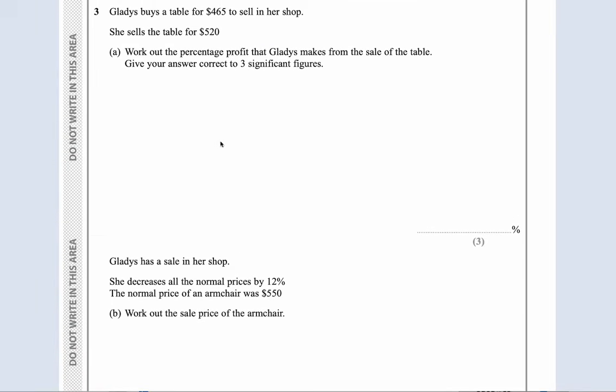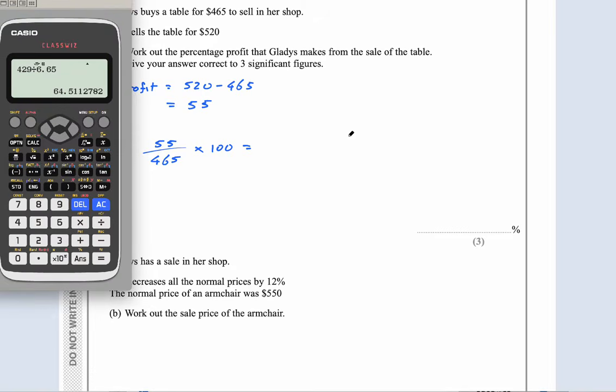Okay, question 3. Gladys buys a table for this much to sell in her shop. She sells the table for this. Work out the percentage profit that she makes from the sale of the table. Give your answer to 3 significant figures. Okay, her profit is 520 minus 465, which is, you can use your calculator, guys, but that's $55. So that's her profit. To get the percentage profit, we get the 55, put it over 465, we multiply by 100 to make it into a percent, and that's going to give me the answer.